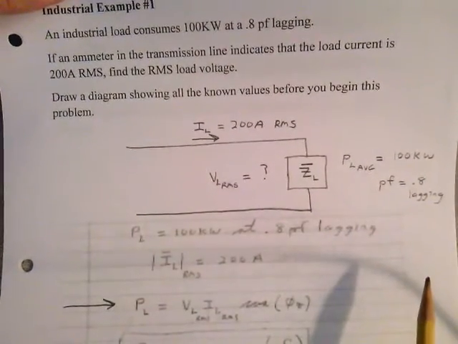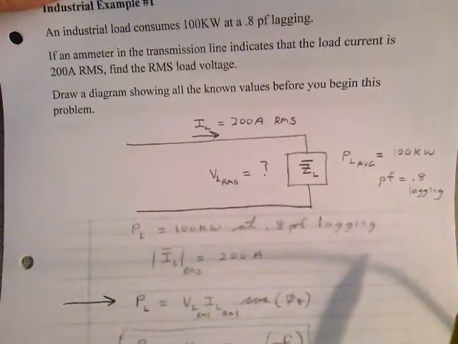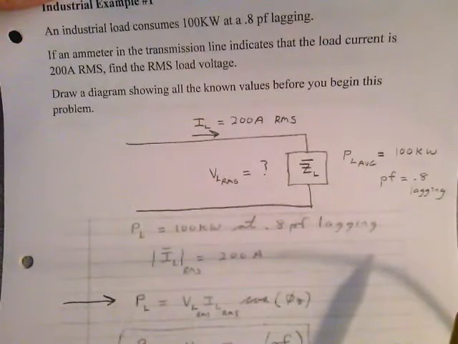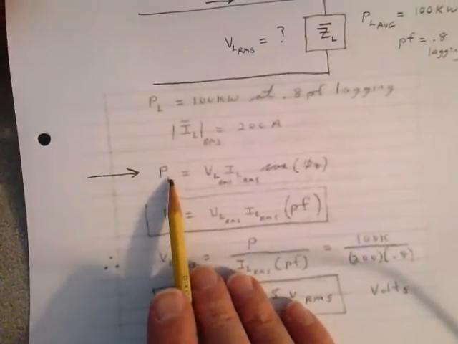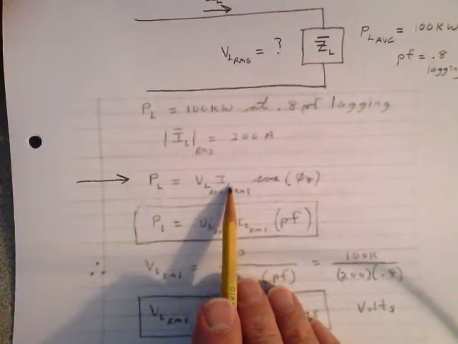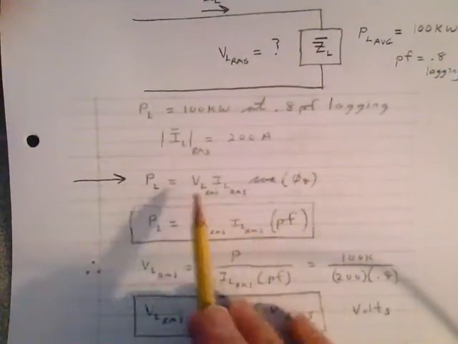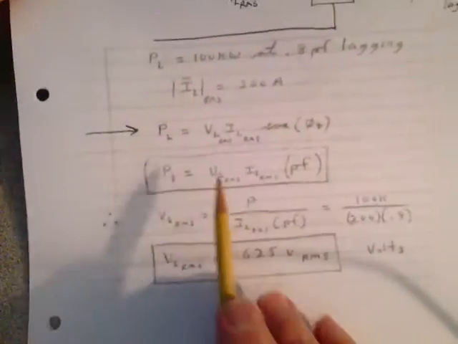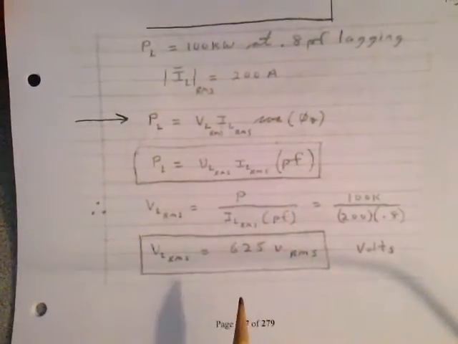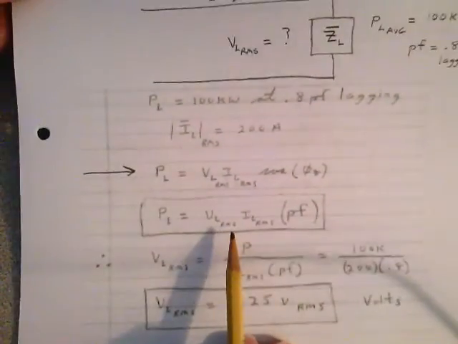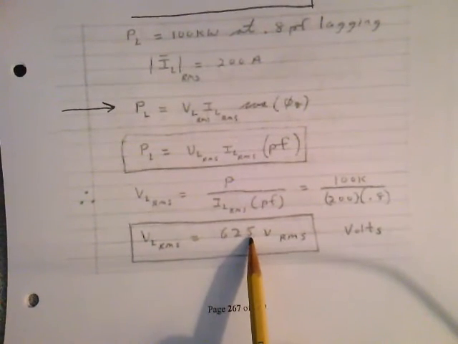I just look for equations. If this confuses you, just look for a couple of equations. It's finding 2 out of 3 most of the time, or 3 out of 4 most of the time. I just go down here and I say, well, I know the power in the load is equal to the RMS load voltage times the RMS load current times the power factor. I wrote it as cosine of phi, but that's the equation. I isolate the RMS load voltage because that's what I'm trying to find. I plug in all the values and I get my answer of 625 volts RMS.